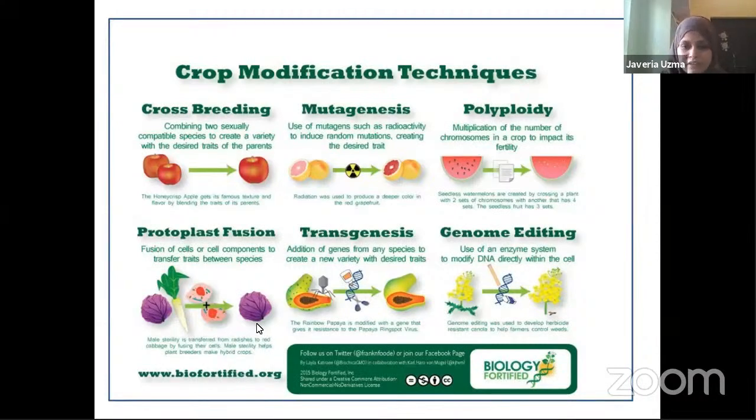Then comes our technique known as transgenesis. Transgenesis is the addition of genes from any species to create a new variety. So we are altering the genome of an organism by either adding a gene or removing a gene. Because we are using genes from other varieties, it is known as transgenesis.